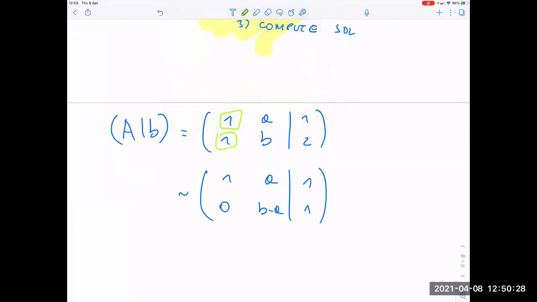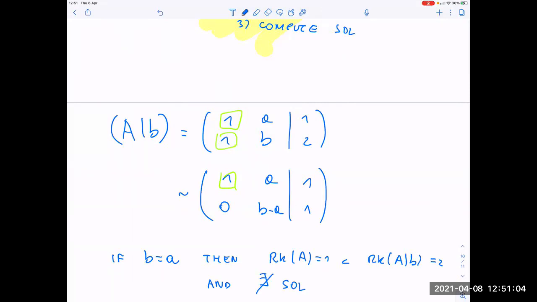We see that we always have a marker here, and then depending on B and A, I can have a marker here or not. If I don't have a marker here, so if B is equal to A, then what happens? Well, the rank of A is 1, which is less than the rank of AB, which is 2, and no solution exists. Right? So if B is equal to A, no solution exists.